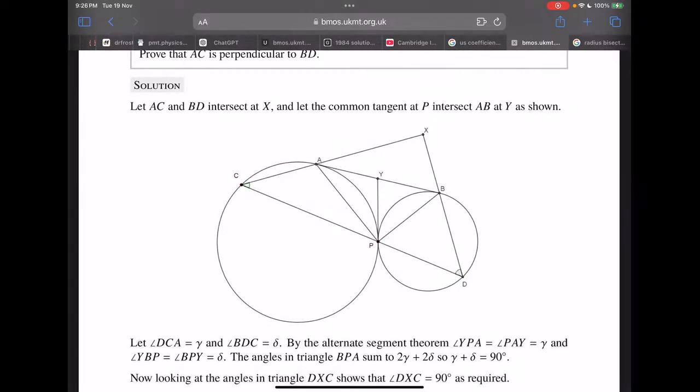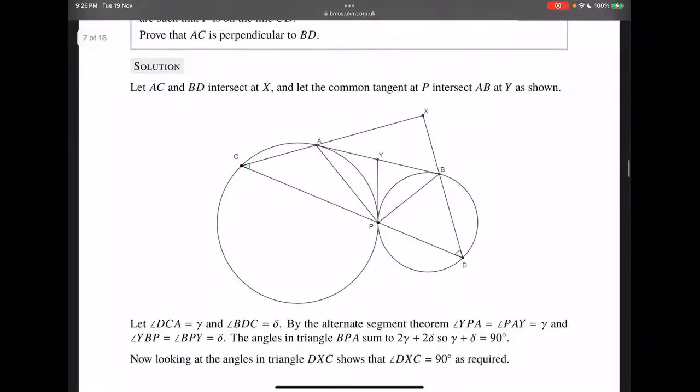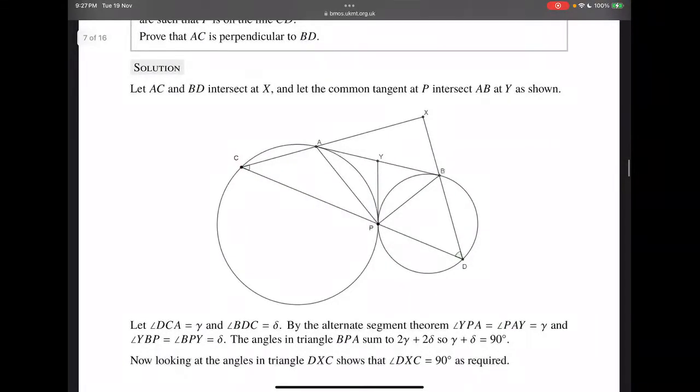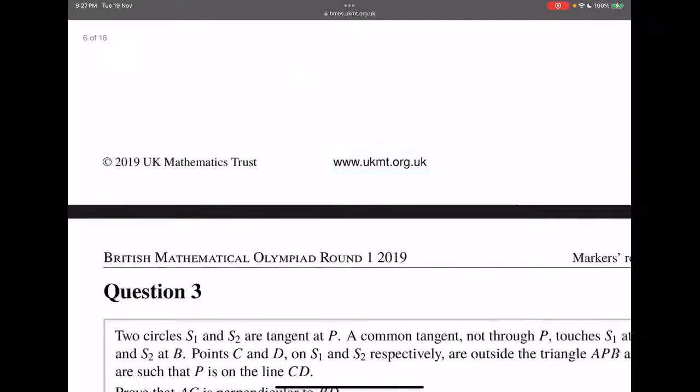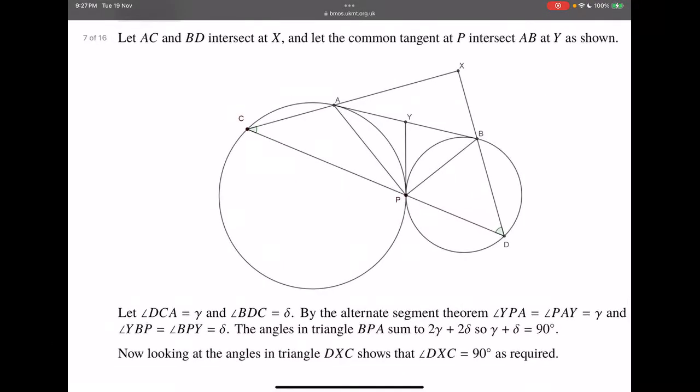Alright, let's just see what they do. So they label this angle DCA. Yeah, they label that with gamma, and BDC as... Okay, so they actually label 2 angles instead of angle chasing like what we did. Let's see if this is a much easier strategy. By the alternate segment theorem, YPA, so this angle here, you can't see what I'm selecting, but this angle, yeah, okay.